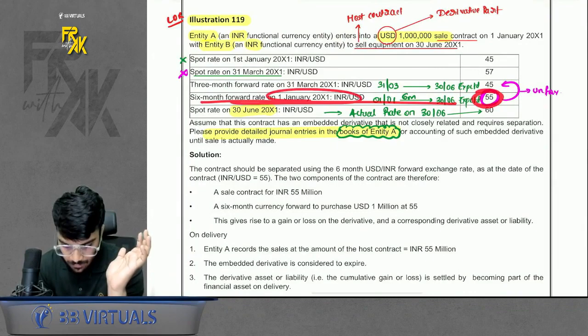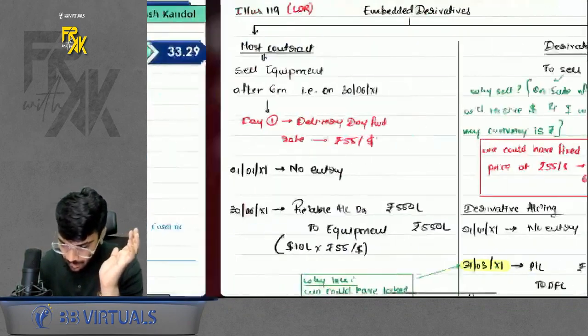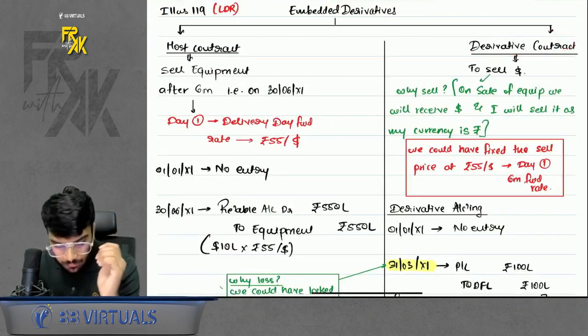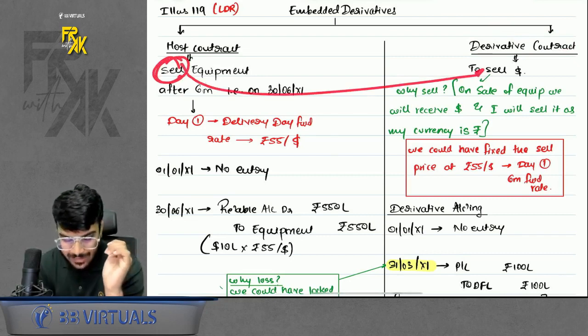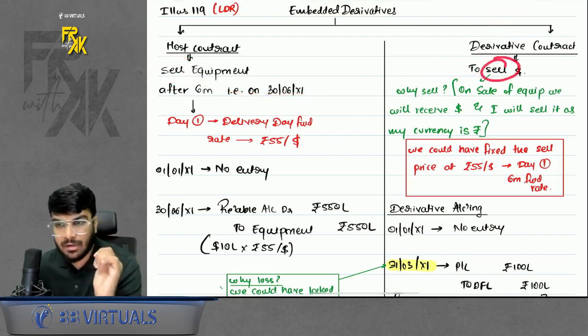It is given. Day one's forward rate. Okay, so we recorded 55. Now what about the derivative contract? Whatever you do in the host, do the same in the derivative. If you are selling it in the host, you will sell it in the derivative market also.